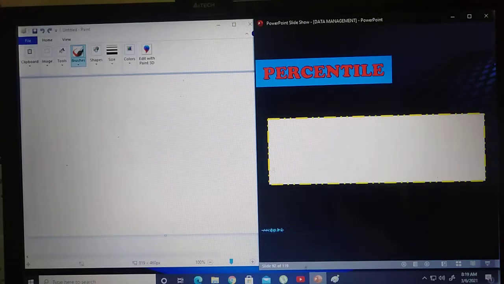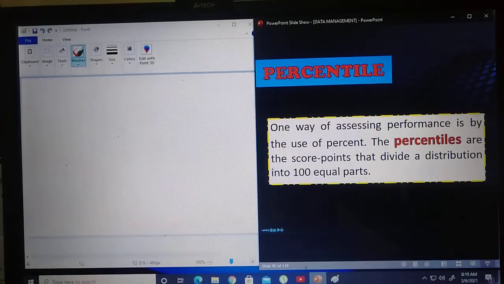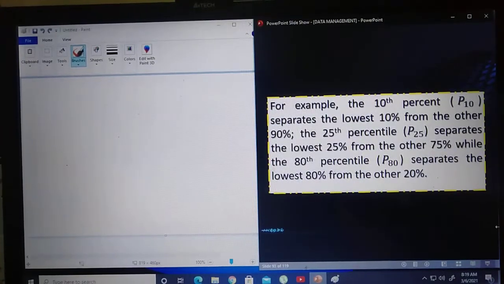We all know that percentile is one way of assessing performance through the use of percent. The percentiles are the score points that divide a distribution into 100 equal parts. For example, the 10th percentile or P10 separates the lowest 10% from the other 90%. The 25th percentile separates the lowest 25% from the other 75%. While the 80th percentile separates the lowest 80% from the other 20%.